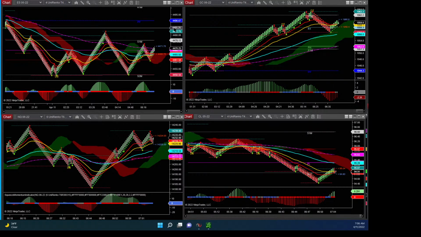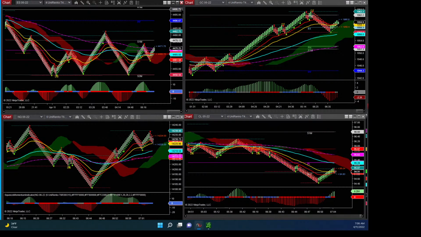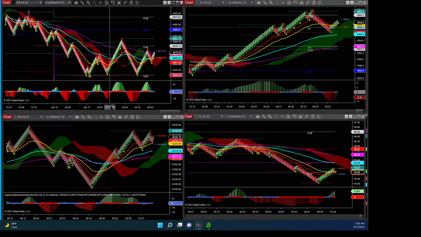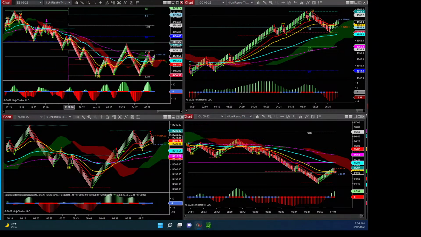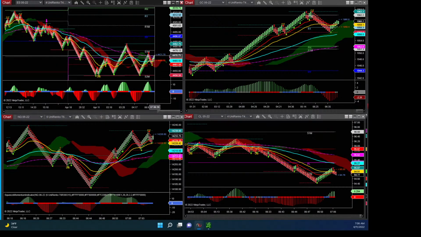So we do have the charts on the Renko right here. This one is ES, and it's moving sideways now. It's consolidating.